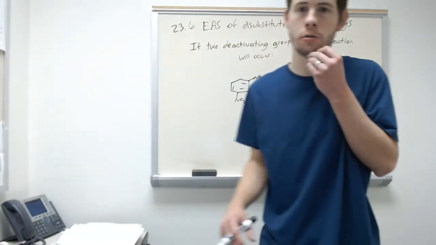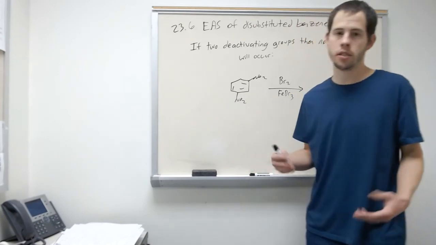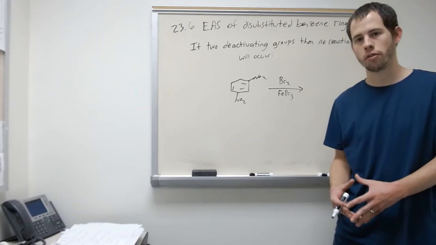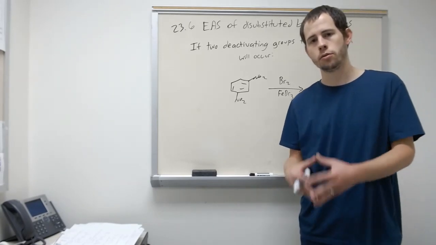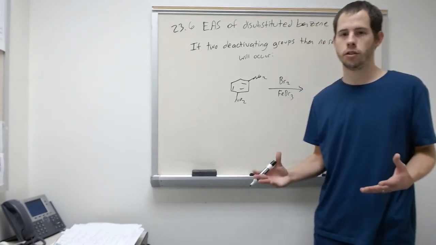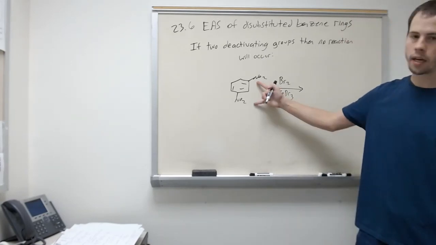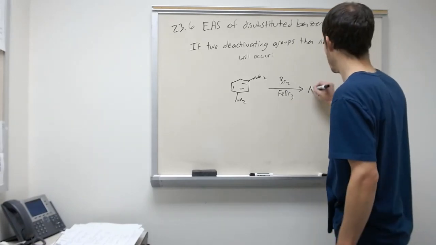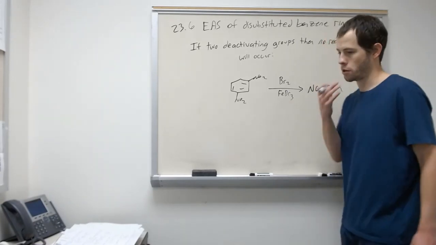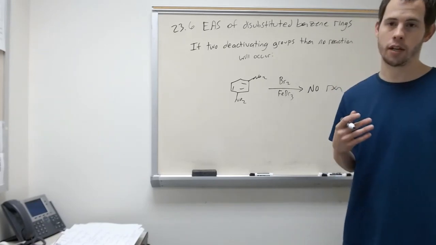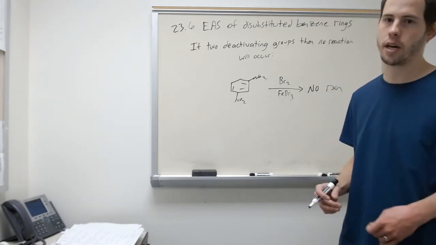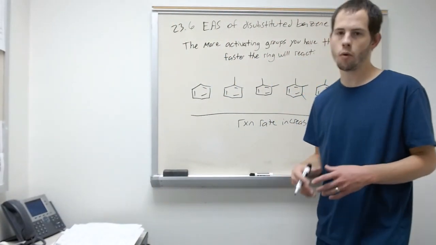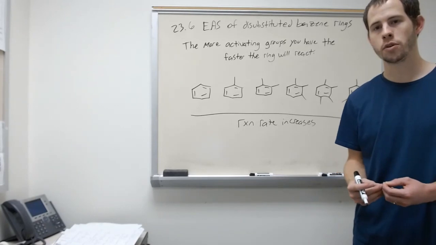All right, so we talked about two activating groups. What if we have two deactivating groups? So remember when we have one deactivating group, the ring reacts slower. So when we have two deactivating groups, it doesn't really react at all. So if we have two deactivating groups in our ring, and we try and do a bromination, we're probably going to get no reaction. And so if we have multiple deactivating groups, our ring is no longer nucleophilic enough to attack the electrophile.